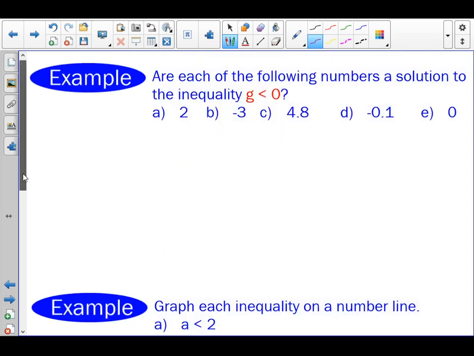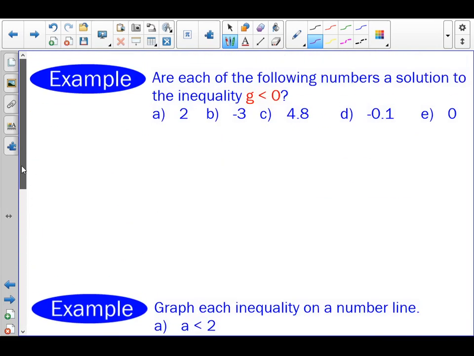We're going to do a couple more examples here, and then it'll be time for you to do some practice questions. Are each of the following numbers a solution to the inequality g is less than 0? So, in order to think about this properly, what I would suggest you do is draw a number line. And I'll make the number line black. Here's the number line.